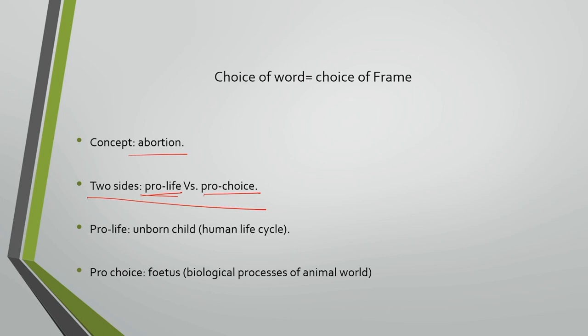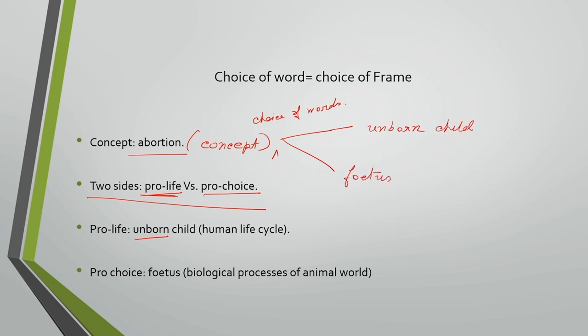Now, how do they talk about it? The concept remains the same. How do we talk about it? This is where the choice of words comes in. Choice of words to talk about the same thing. One will use the word unborn child. The other will use the word fetus, and then the argument goes from there.